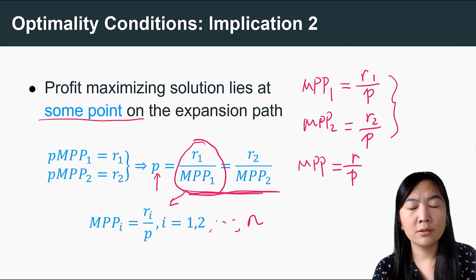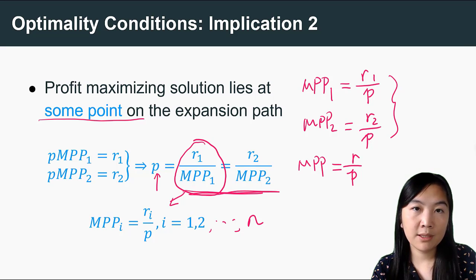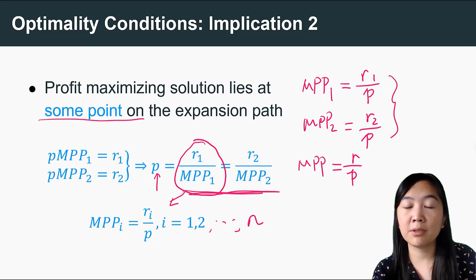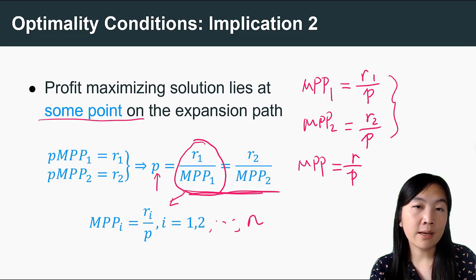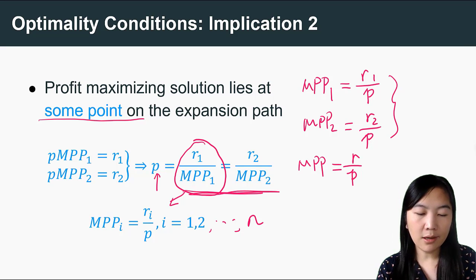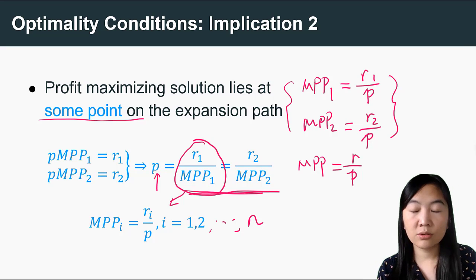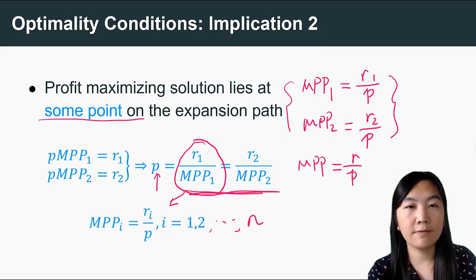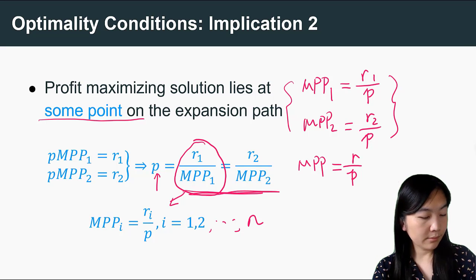I remember I showed you a graph of TPP, and from the shape of TPP you can get MPP. With MPP, you can compare the price ratio with the MPP, and then you can find the point that maximizes profit. So again, in the two input case it's very similar: the MPP is equal to the price ratio.